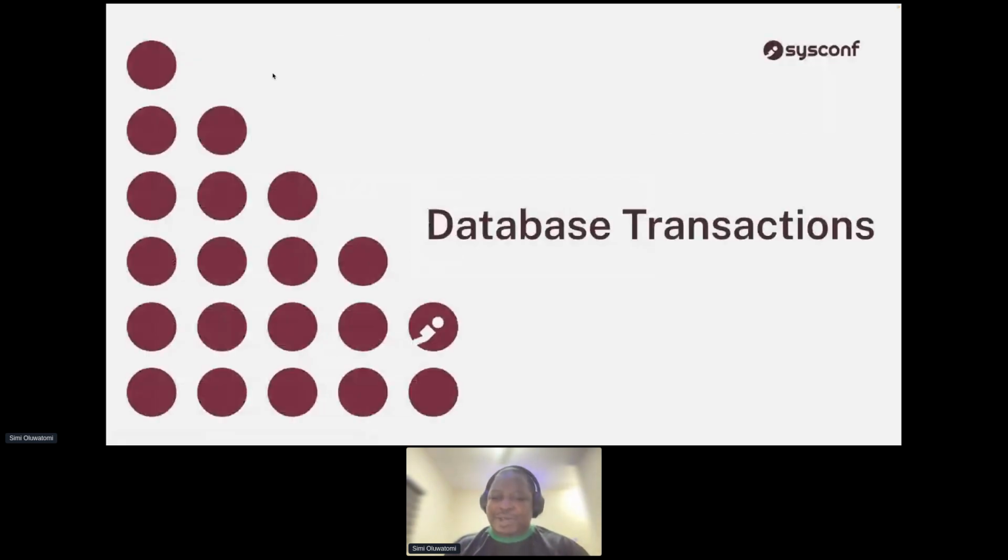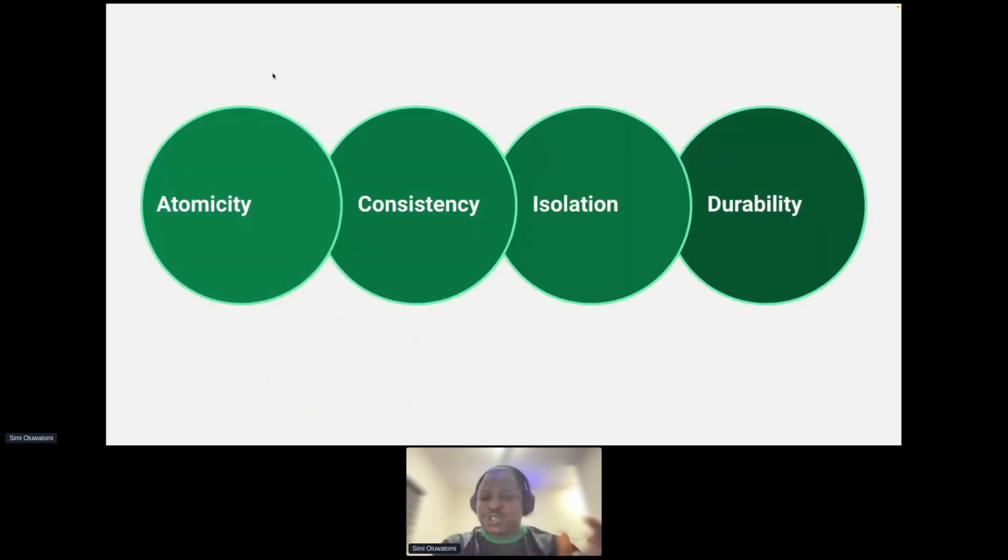Now, let us talk about database transactions, right? Transactions are meant to ensure the ACID principles of a database, right? And those are atomicity, consistency, isolation, and durability.